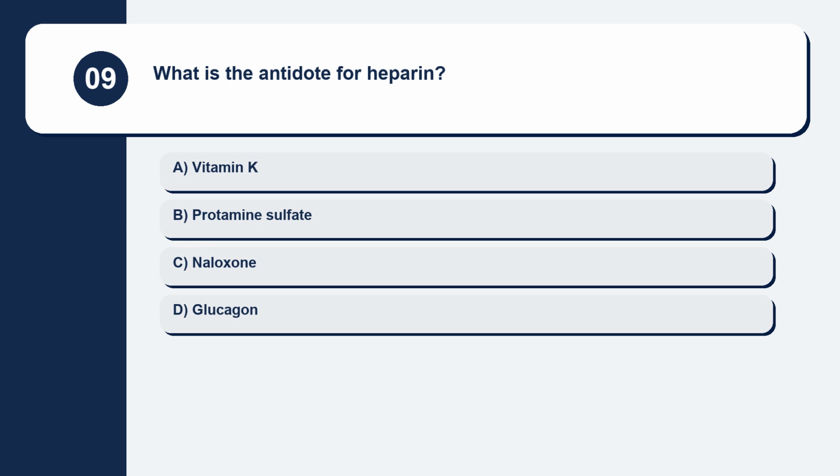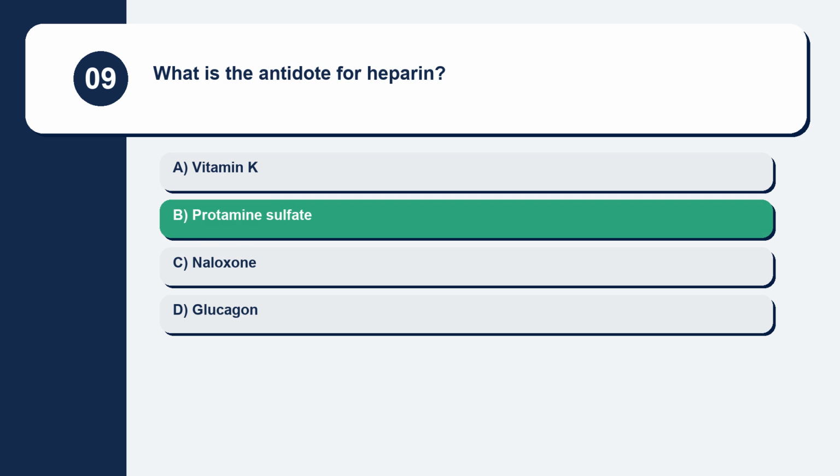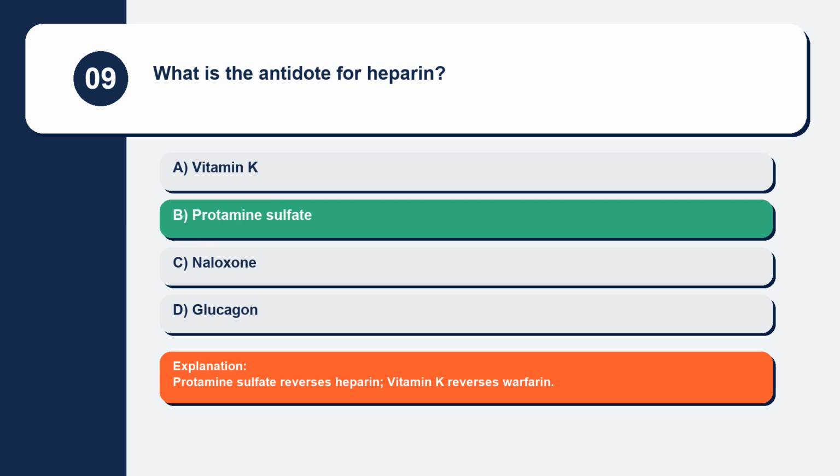Question 9. What is the antidote for heparin? Vitamin K. Protamine sulfate. Naloxone. Glucagon. Protamine sulfate reverses heparin, vitamin K reverses warfarin.